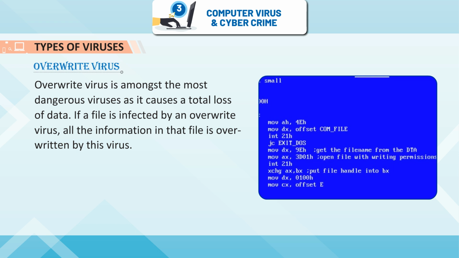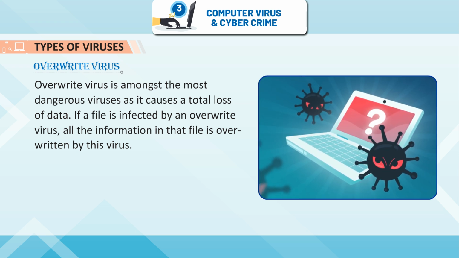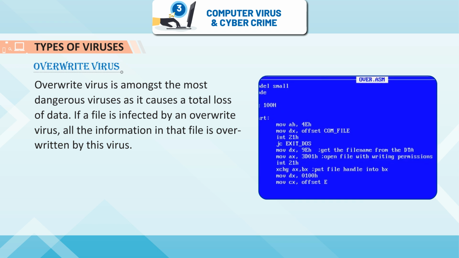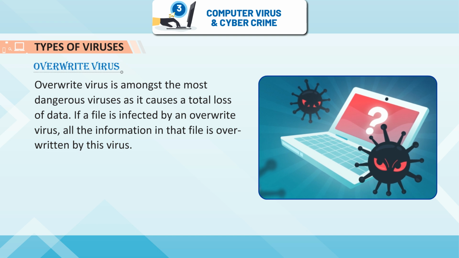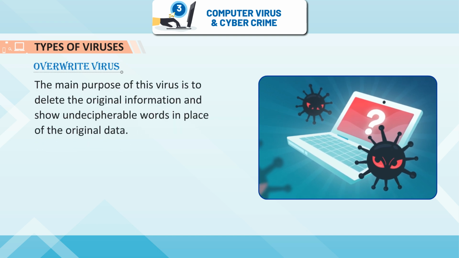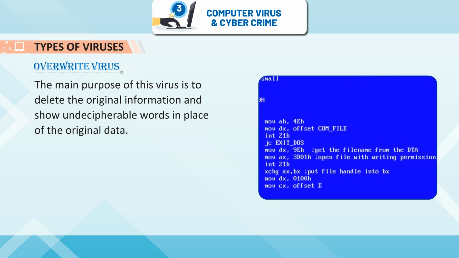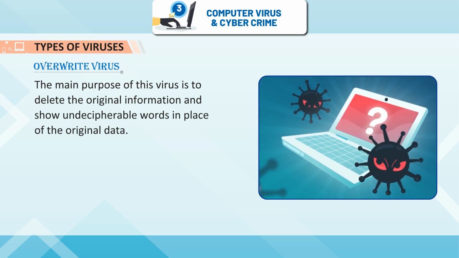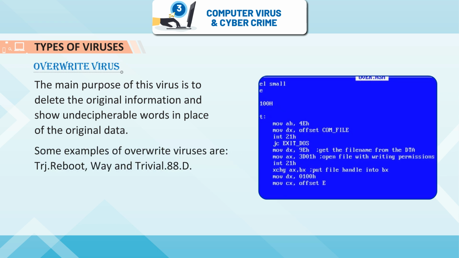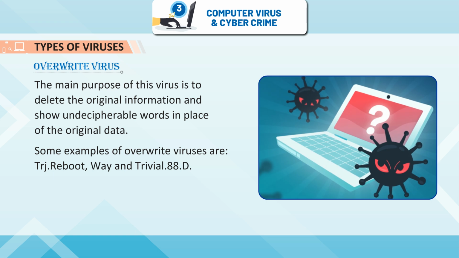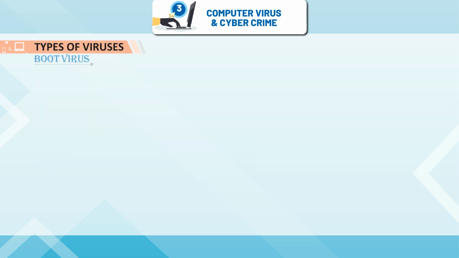Overwrite virus. Overwrite virus is amongst the most dangerous viruses as it causes a total loss of data. If a file is infected by an overwrite virus, all the information in that file is overwritten by this virus. The main purpose of this virus is to delete the original information and show undecipherable words in place of the original data. Some examples of overwrite viruses are TRJ Reboot, Way, and Trivial.88.D.